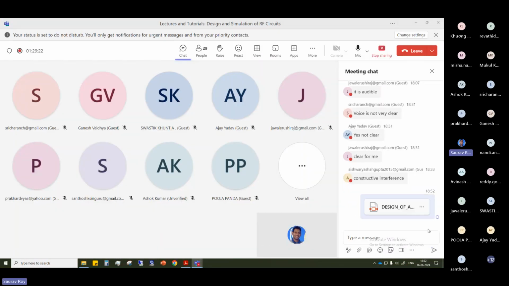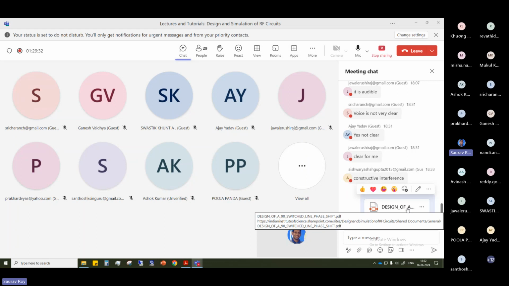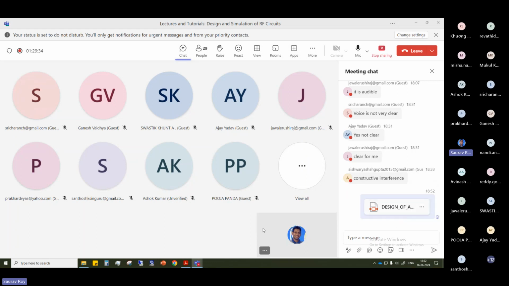Okay, so I have uploaded this. You guys download the file. I hope you can all see this file here. Design of a 90-degree phase shifter, switch line phase shifter. So try to implement it so that you will learn. It shows even the biasing line and everything.